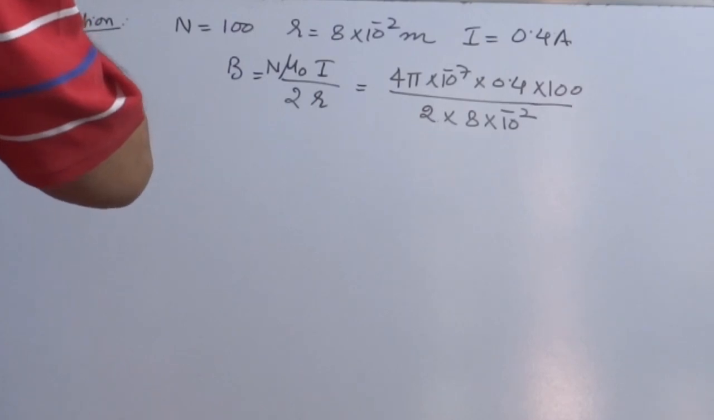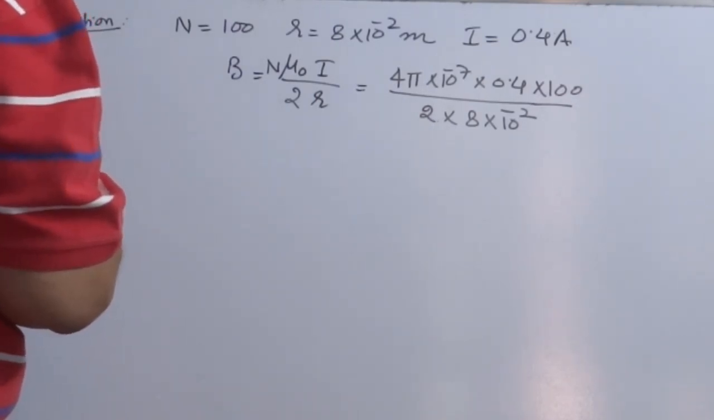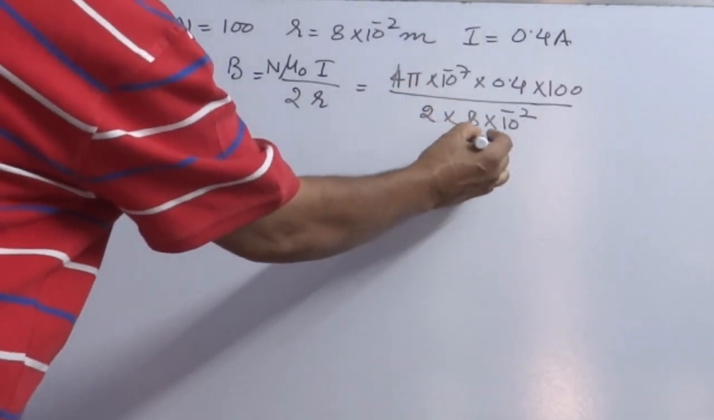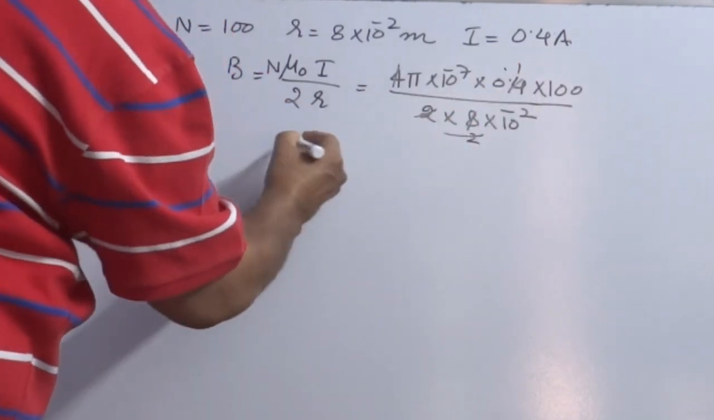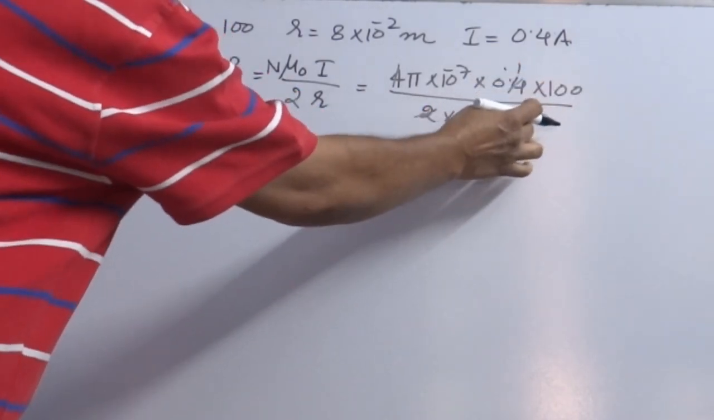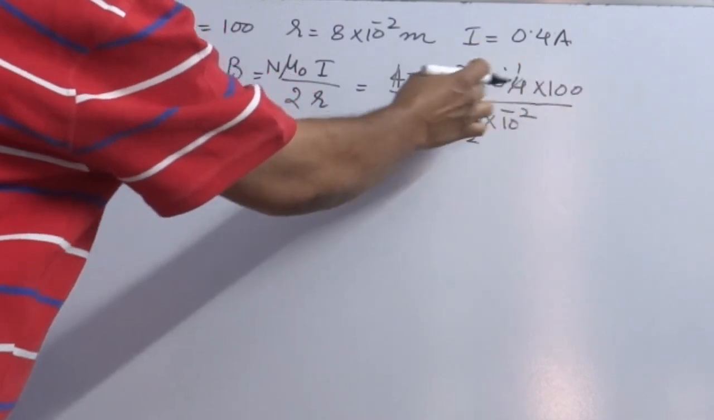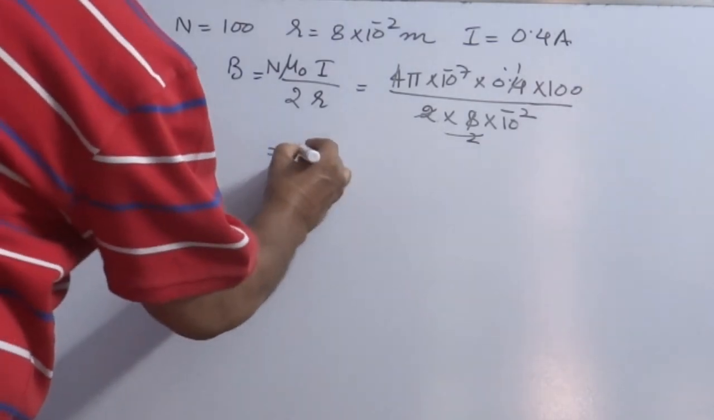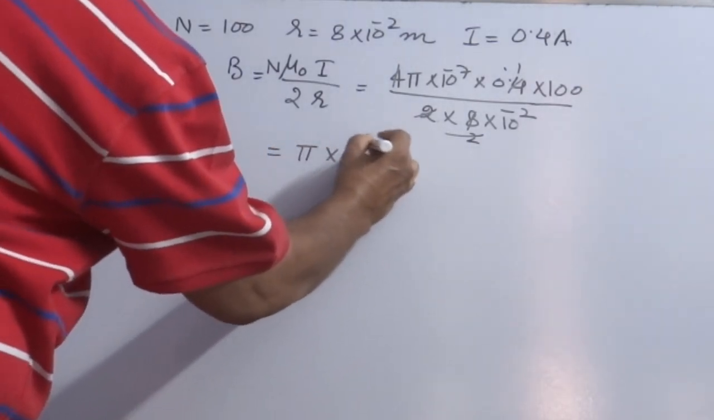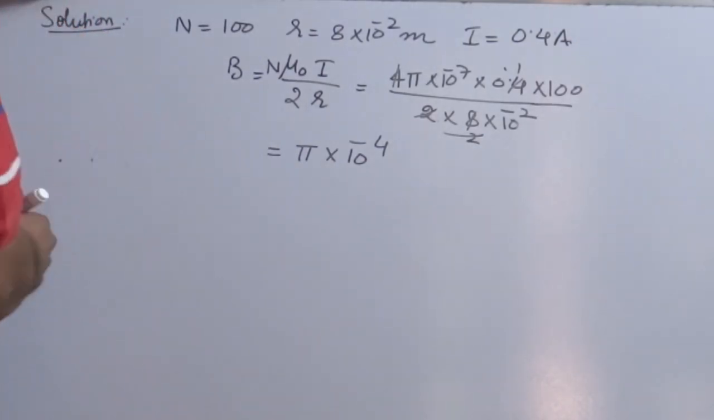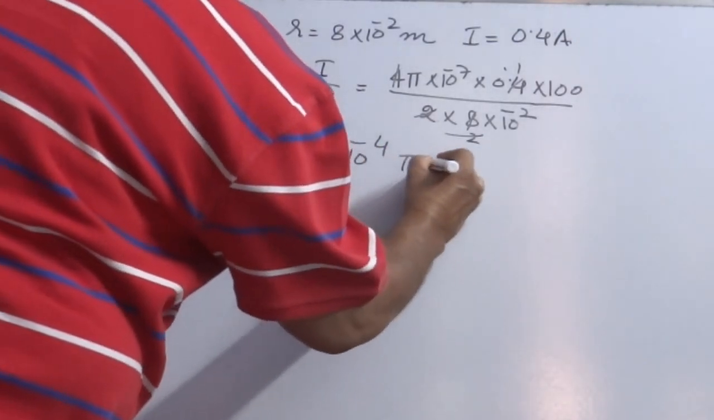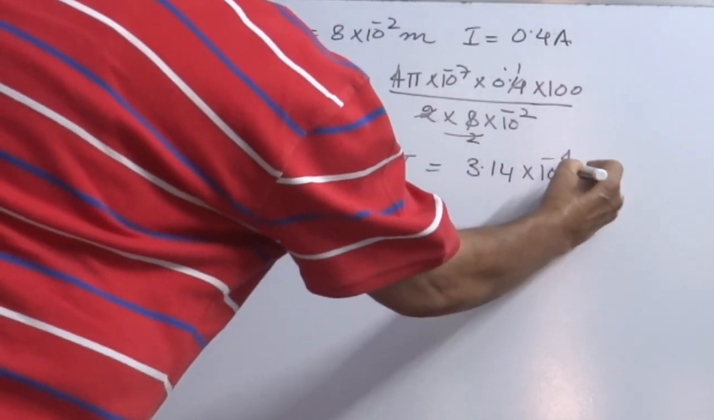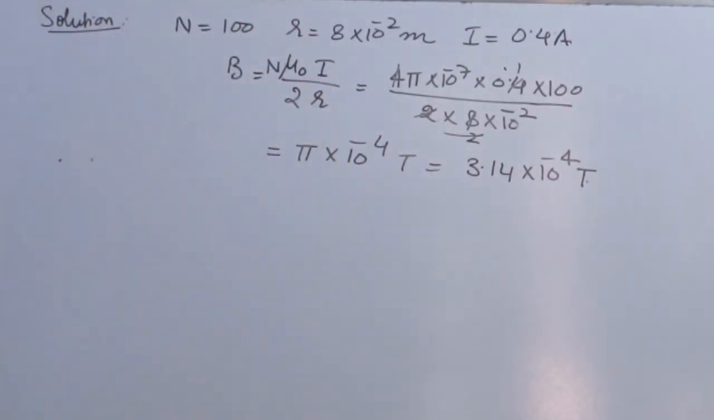If we see, 16 here, 16 is here, 4 jar 2, 4.1, and then it is 10 raised to the power 3 and then pi. That is, pi is left and 10 raised to the power minus 4 Tesla, that you can write 3.14 into 10 raised to the power minus 4 Tesla.